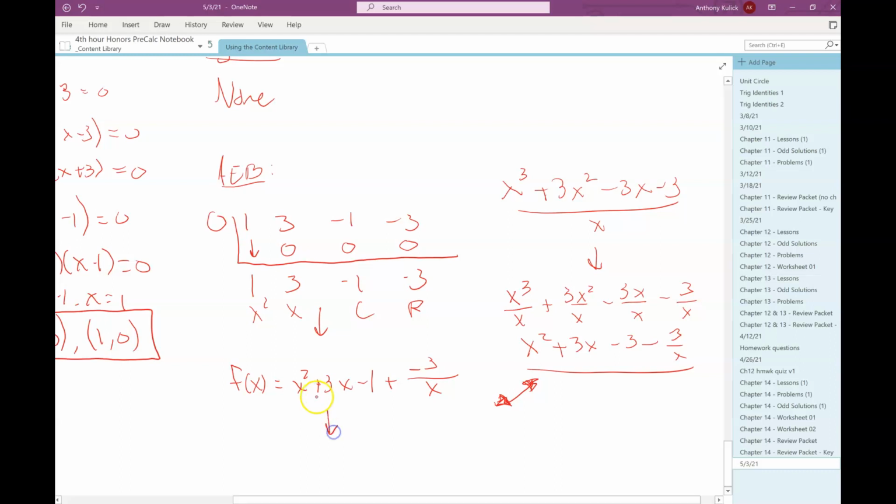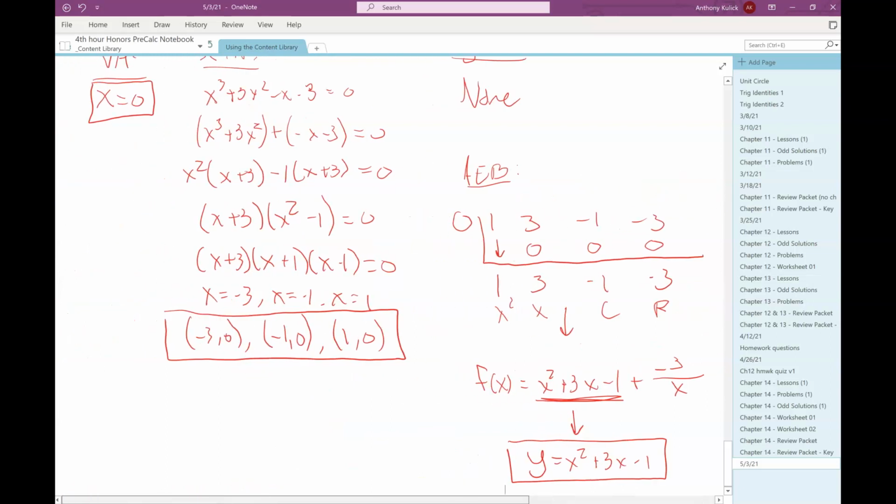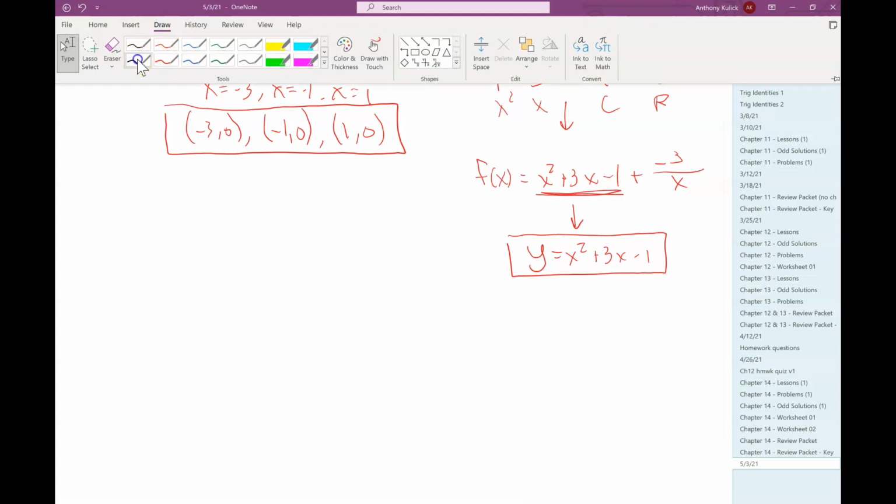So the big takeaway, though, is there's our asymptote, which is a parabola. So let's put this together.